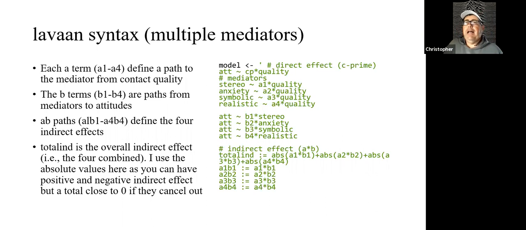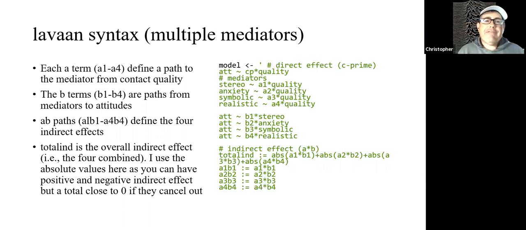Now, I don't want to say it's a simple extension to do this because there's kind of a lot going on, but we're just basically taking what we did with lavaan with one mediator and adding in multiple ones. We're going to have now 4 A terms. That's going to reflect how well quality predicts each of those intervening or mediating variables. And you can see the order here is stereotyping, anxiety, symbolic threat, and realistic threat.